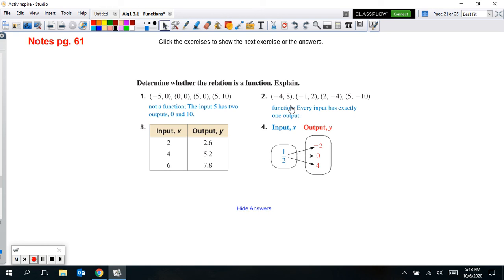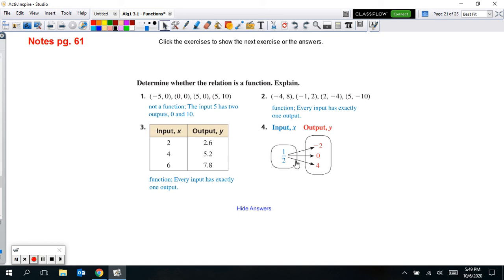Yes, it's a function because they're all exactly different numbers for x. Each input has exactly one output. That's the definition of a function. Number 3, this one is a function. Yes, because all these inputs here are different. Again, every input has exactly one output.